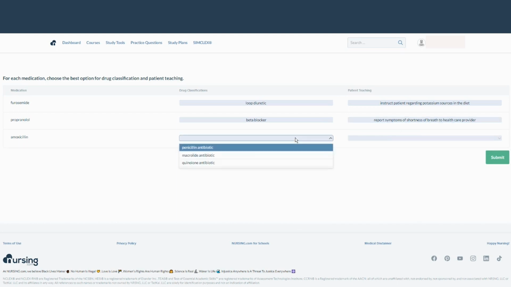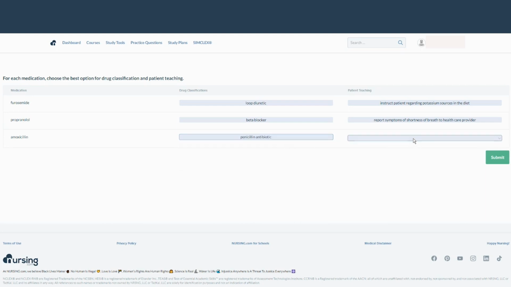Amoxicillin, is it a penicillin, a macrolide, or a quinolone? Geez, I can already tell amoxicillin, penicillin, they have the same exact ending, a suffix. I'm picking it. Should I discontinue the medication when my symptoms have resolved? If I did that, we know to never do that, right? My doctor would yell at me.